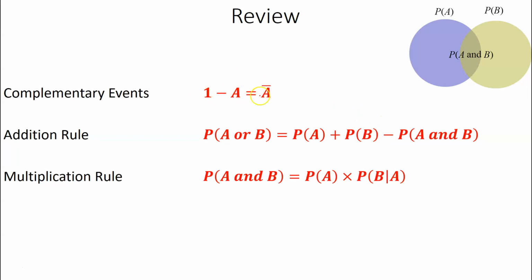Complementary events. The short version is it's two things whose probabilities add up to 100%. If you added this plus a to that side, you'd have a 1 all by itself here. That's 100%. And that's actually a good way to think about complementary: they add up to 100%.